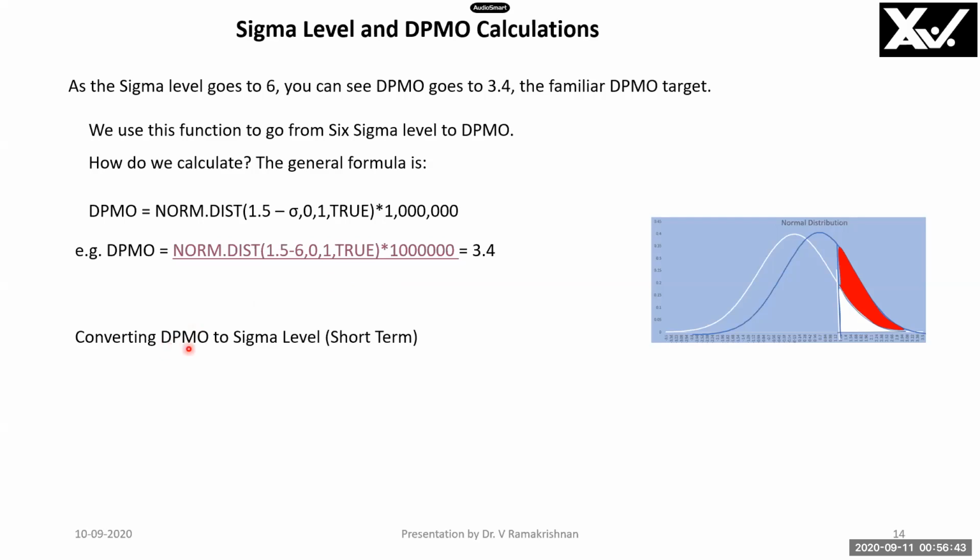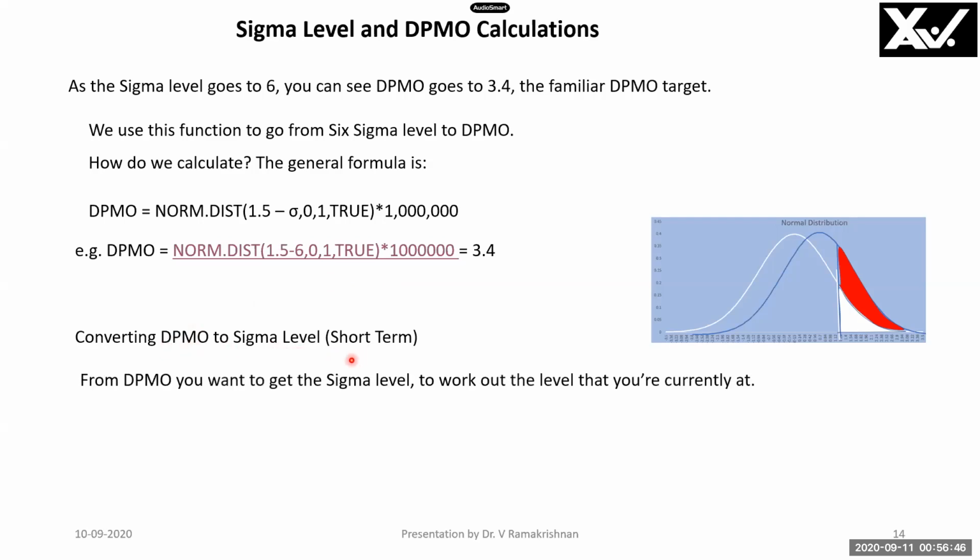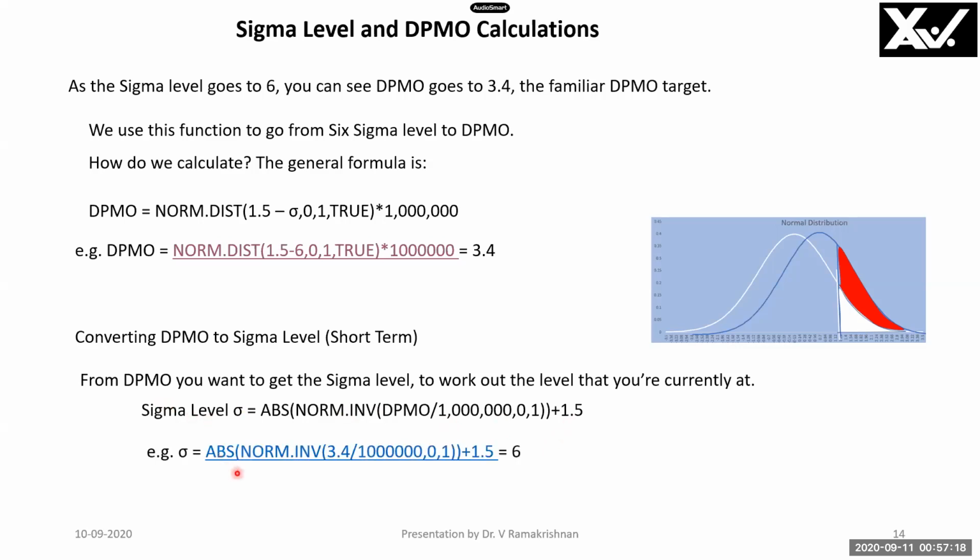Now converting DPMO to sigma level, short term. So from DPMO, you want to get the sigma level, right? We got DPMO here, you will get the sigma level now. So the short-term sigma level is the inverse of this, the reverse of this. So ABS of NORM.S.INV, open bracket, DPMO by 1 million, comma 0, comma 1. That is the sigma value for the long term, plus 1.5 gives you the sigma level for the short term, right? This also we can use.